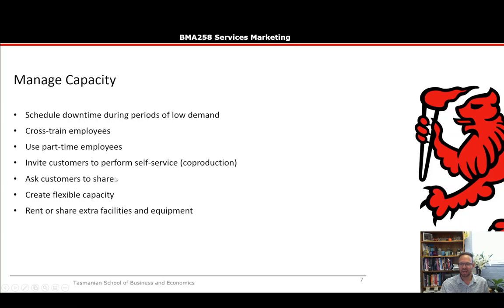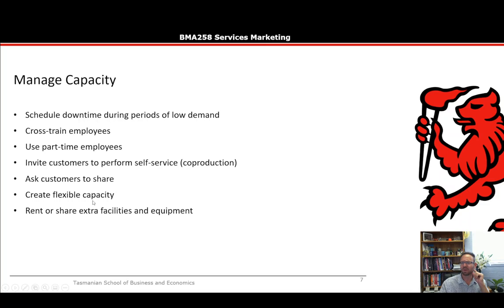Ask customers to share in the services that you provide for them. Uber's a good one there. You jump in the Uber, you're going from one place to another, and you go, would you like to share your ride with another person? And indeed, Uber actually has that option now. You can do the ride share thing.